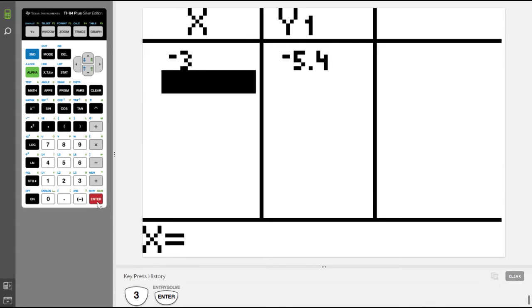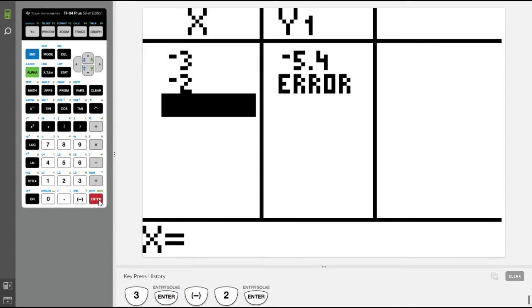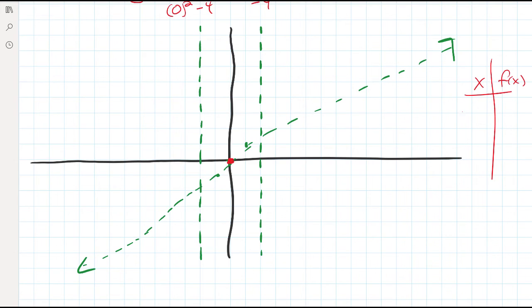In fact, to prove to you that vertical asymptotes are not part of our domain, check this out. If I type in a -2, I'm going to get an error because it's a vertical asymptote. That's where our function becomes undefined. Anyways, -3 gives us a y value of -5.4. Was it negative? Yeah, it's negative. And so that point should be somewhere here.